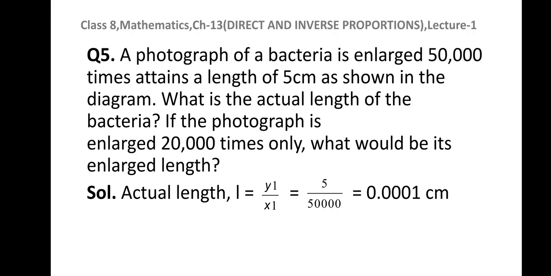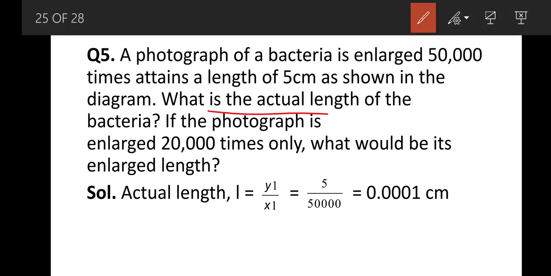Now coming to question number 5. A photograph of a bacteria is enlarged 50,000 times and attains a length of 5 centimeter as shown in the diagram. The diagram is given in your book. You can see from there. What is the actual length of the bacteria? We need to find the actual length of the bacteria. First, we need to answer this. First, if the photograph is enlarged 20,000 times only, what would be its enlarged length? We need to find firstly the actual length.